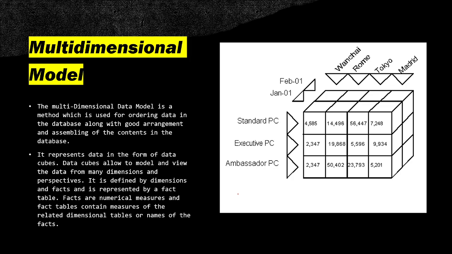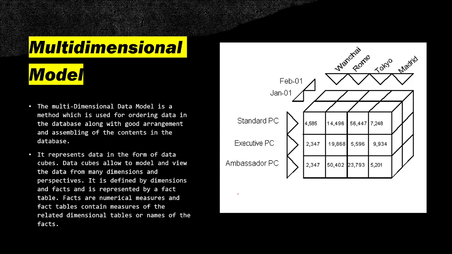As you can see in the picture here, you can have many perspectives through which you can see data stored. It is also defined by dimensions and facts and is presented by a fact table. Facts are numerical measures, and fact tables contain measures of the related dimensional tables or names of the facts. Now, what uses a multidimensional data model? OLAP and data warehousing use the multidimensional data model. It is used to show multiple dimensions of data to users.